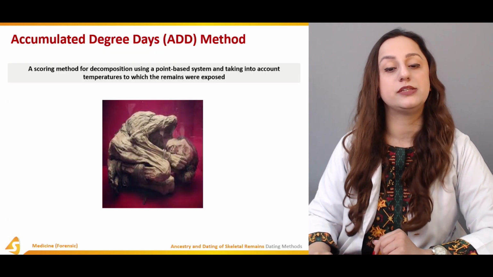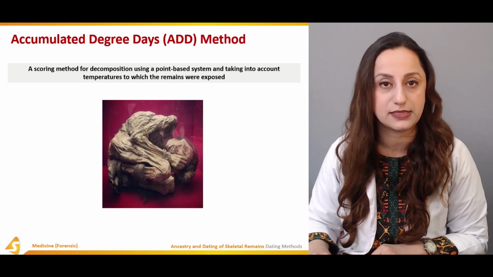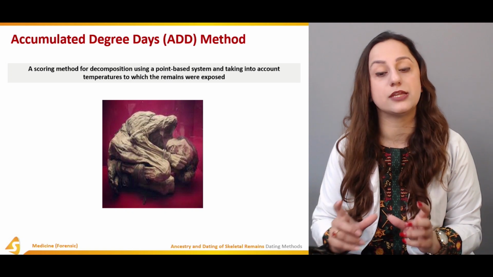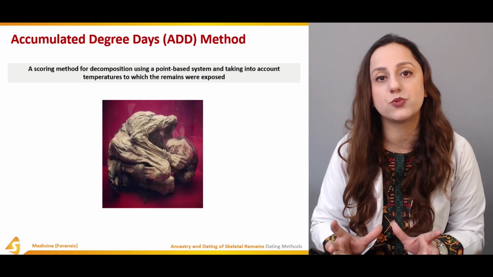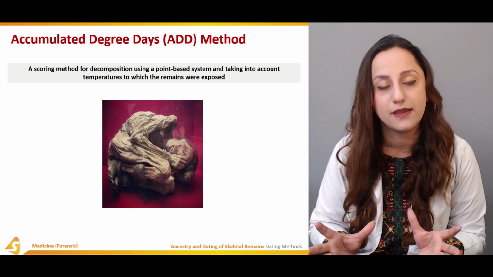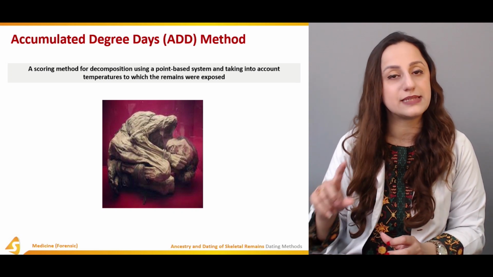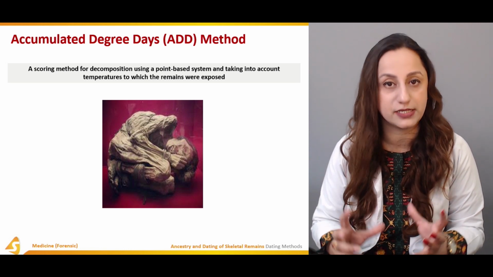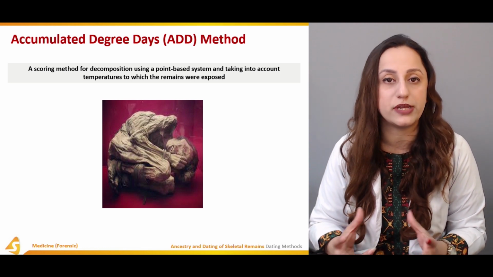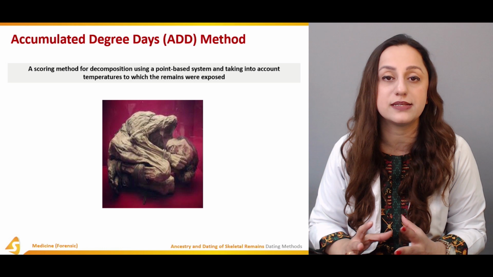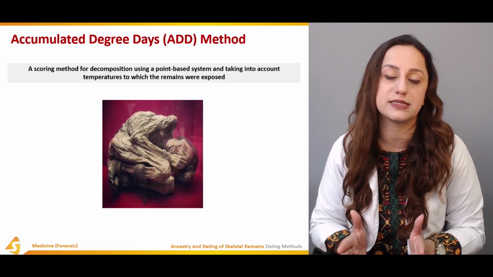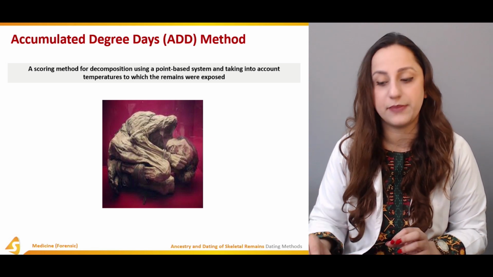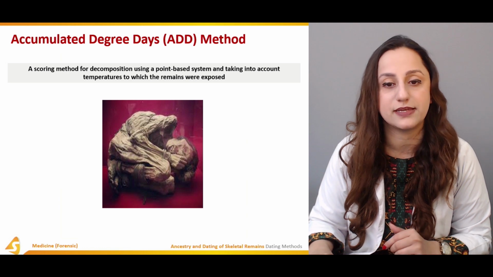Here we have the definition for the accumulated degree day method. It's a scoring method for the decomposition using a point-based system, taking into account the temperatures to which the remains were exposed for prolonged periods of time. So this is the significance. The degree day method is also taking into account the environmental conditions, the temperatures that the body was exposed to after death. So that is very important, and it obviously affects the decomposition of the body. And so it is a very likely method whenever we are calculating the time since death.